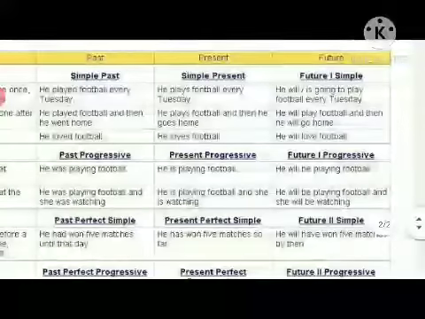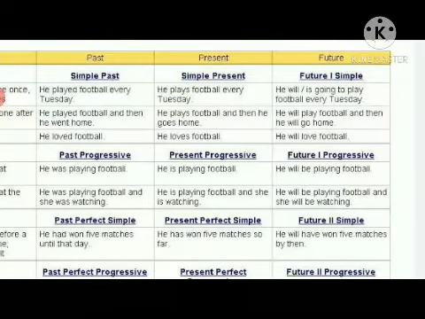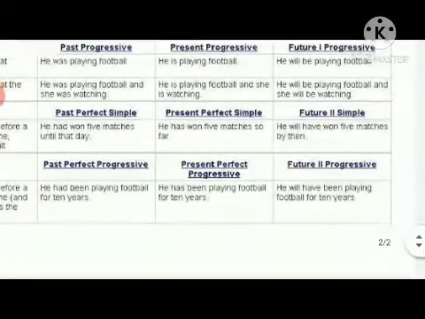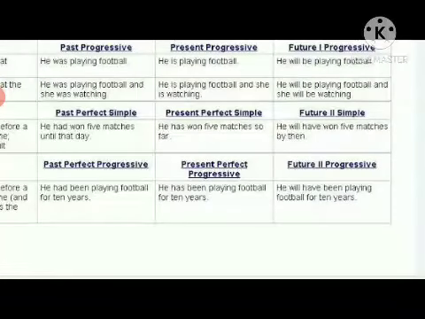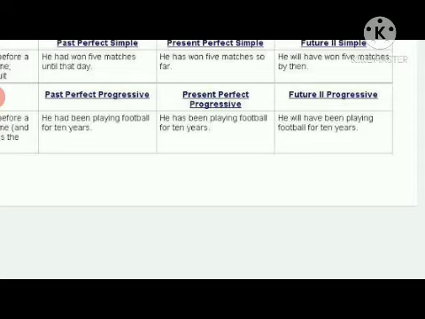Coming to future tenses, future simple is will, shall plus verb first. So he will go to play football every Tuesday. Okay, and future continuous, he will be playing football. Will be plus verb first plus ing. In future perfect, we will say here will have or shall have plus verb's third form. He will have won 5 matches by then. And in future perfect continuous, we'll be using will have been plus verb first plus ing. He will have been playing football for 10 years.